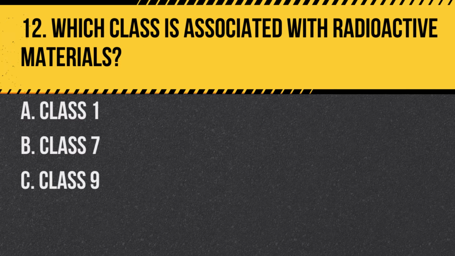Question 12. Which class is associated with radioactive materials? A. Class 1. B. Class 7. C. Class 9. Answer: B. Class 7. Radioactive materials fall under Class 7.